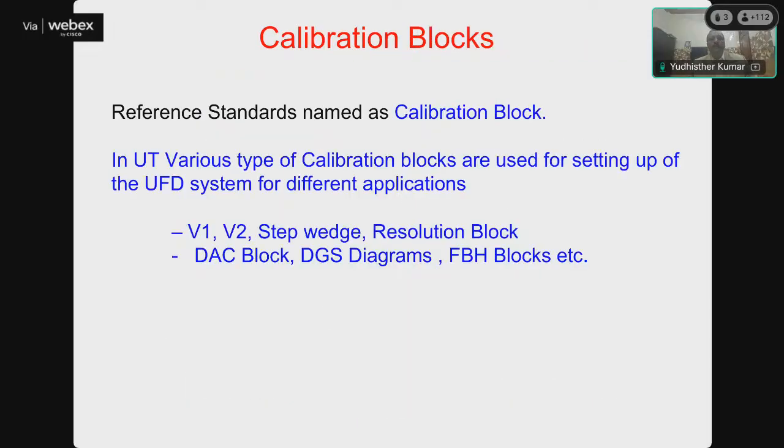Then comes the calibration blocks. Usually these blocks are reference standard blocks, and these are named calibration blocks. These can be traceable to test laboratories for calibration of these blocks. In ultrasonic testing, various types of calibration blocks are used for setting up the ultrasonic flaw detection system and for different applications, like the V1 IIW block, V2 block, step wedge, resolution block, distance amplitude curve blocks, distance gain size diagram blocks, flat bottom hole blocks, and so many. Let me show the diagrams of these.